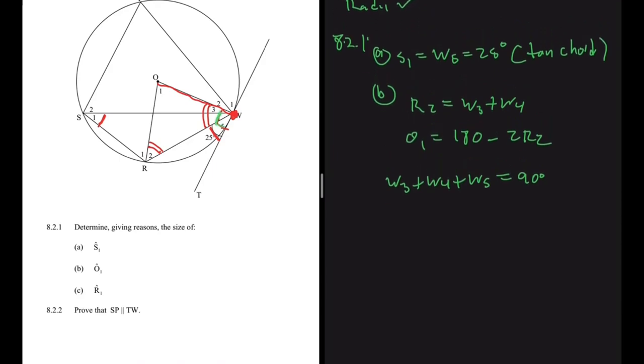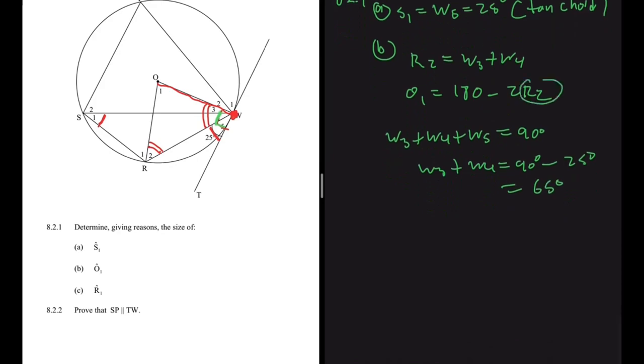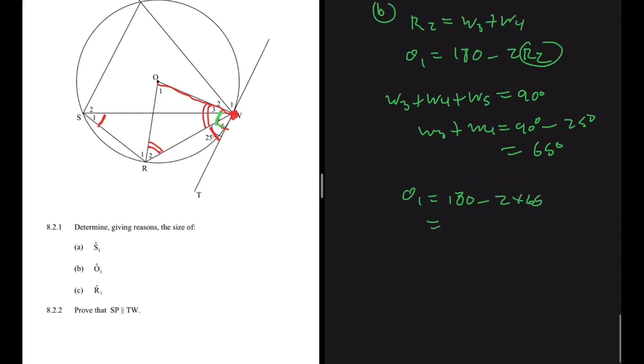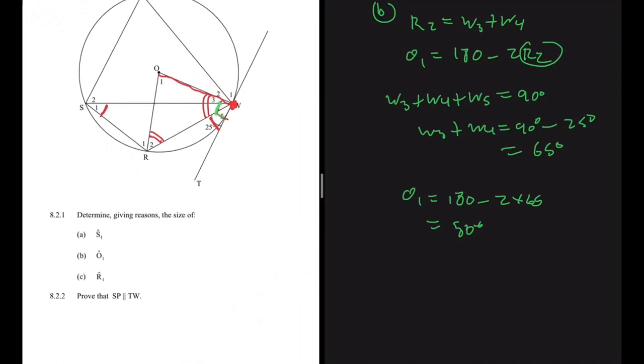But we know what W5 is. W5 is 25 degrees, right? So we're going to have W3 plus W4 being equal to 90 degrees minus 25 degrees. And that will be equal to 65 degrees. So now in place of R2, we can put 65 degrees. So we're going to have O1 being equal to 180 minus 2 multiplied by 65, which will be 130. So O1 is equal to 50 degrees. We just stick to the keywords and nothing else. So A has 2 marks, B has 2 marks, and then C has 5 marks.